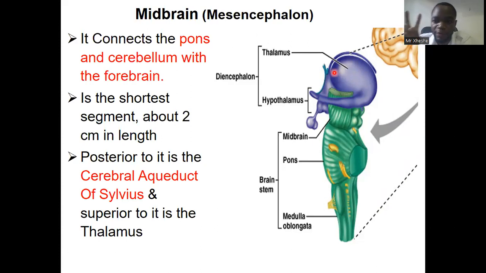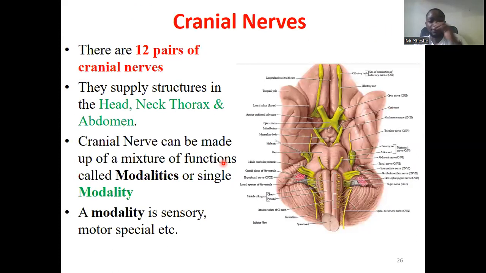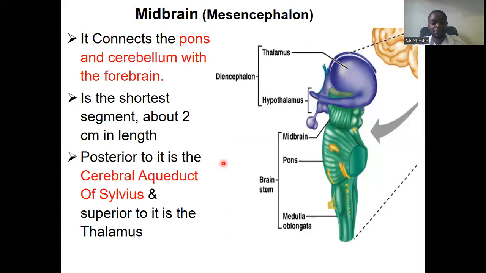And the forebrain has two parts, the diencephalon and the cerebrum. In terms of connection, in the midbrain we have cranial nerve number 4 and 3. So cranial nerve number 3 and 4 will arise from the midbrain. Then cranial nerve number 1 and cranial nerve number 2 are connected with the telencephalon. So that's all about the midbrain.